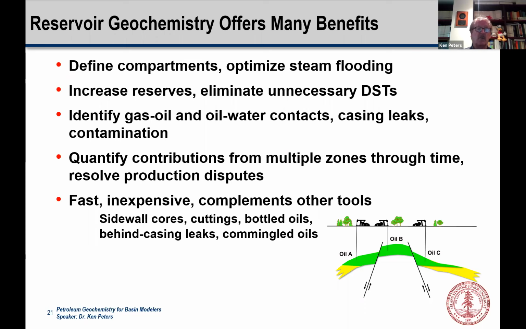I'll show you an example a little later of mixing, and how you can deconvolute some mixtures that might occur. It's fast because it involves gas chromatography. It's fairly inexpensive; GC doesn't cost much to run. And it complements other tools. You can look at extracts from sidewall cores and cuttings and bottles and commingled oils to define whether these oils are actually different and are separated somehow in different compartments.